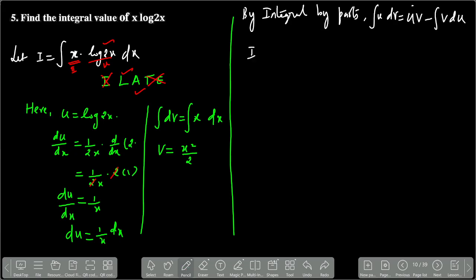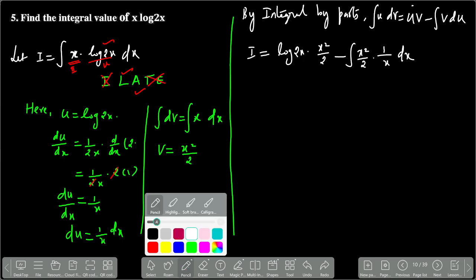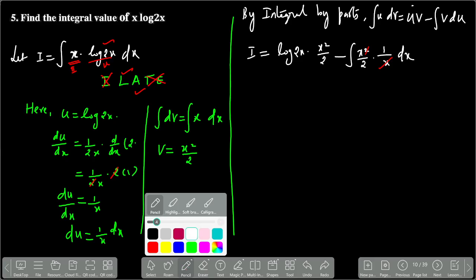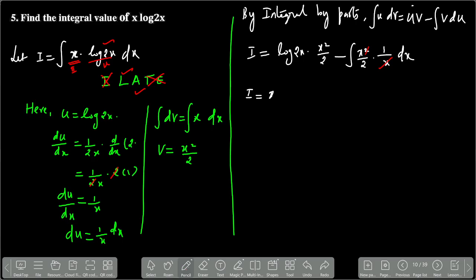Yes, finally I equal to, what is the u value? Log 2x into x square by 2 minus integral v into, what is v? X square by 2 into, what is du equal to? 1 by x into dx. Now look at this cancellation. X square cancels. What's the remaining integral here? I equal to x square by 2 into log 2x minus 1 by 2 integral x into dx.